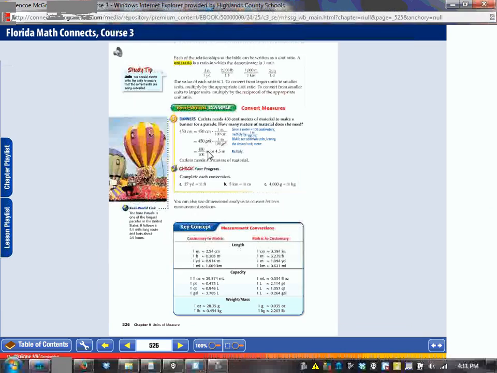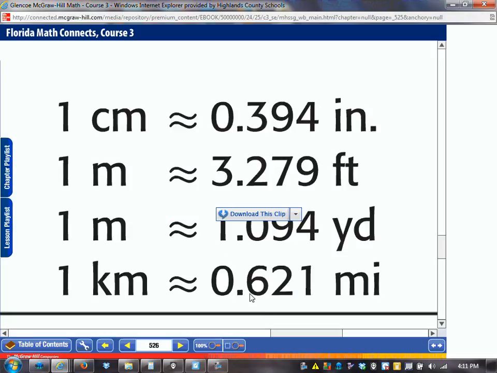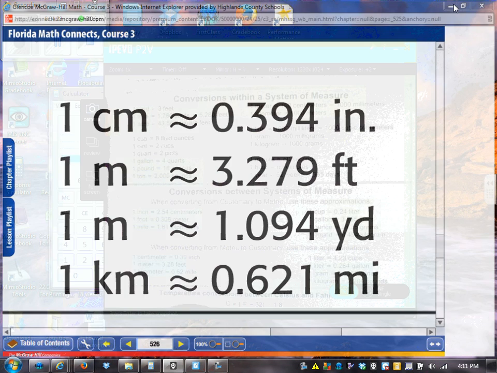Now, again, don't use these conversions. There are some conversions that are a little bit different than what we have on our reference sheet. It's the same, but it's different. For example, centimeters to inches. Our reference sheet says 1 centimeter is 0.39 inches, and here in the book it says 0.394. So this is more precise, but even though it's more precise, I want us to use our reference sheet because we'll be using our reference sheet for FCAT.